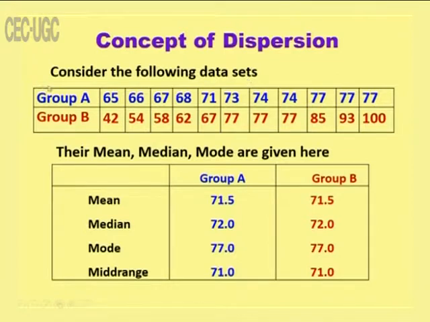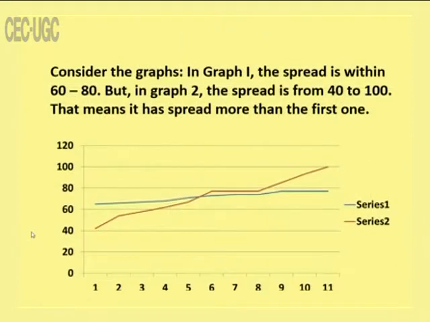Now, let us consider the following data set. There are 2 groups given, group A and group B. In group A, the values are like 65, 60, and so on, and these are all the values. And as far as group B, these are all the values. Now, if you calculate the mean, the median, the mode and the mid range for groups A and B, you can see all the values are the same. But if you observe the data carefully, we can say that the data set A and its range is somewhat different from the data set B. Let us see what is the difference.